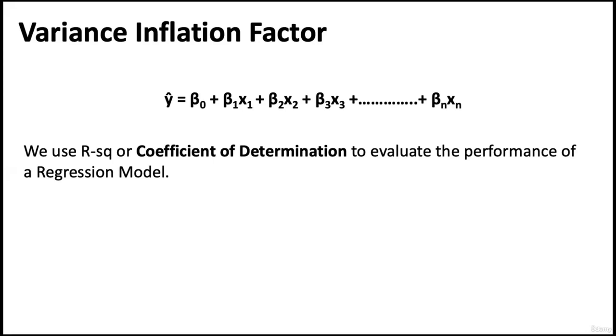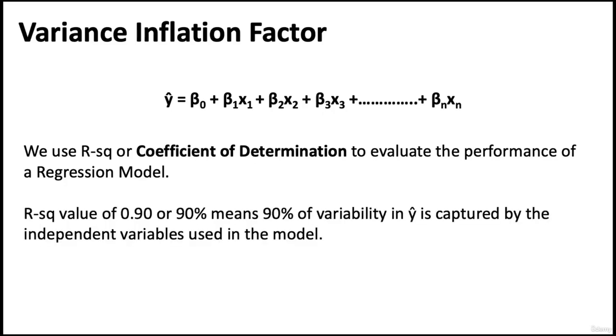And the interpretation of coefficient of determination is something like this. So let's say if we get an R square value of 90%, it means that 90% of the variability in y hat, or the predicted values of target, is captured by the independent variables that we've used in the model. It means we have a good model. The higher the value, the better it is, and this value always ranges between 0 to 1. 1 means 100%.